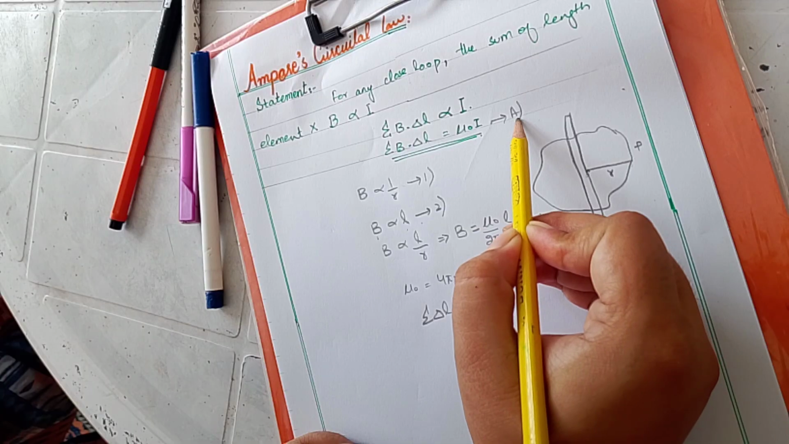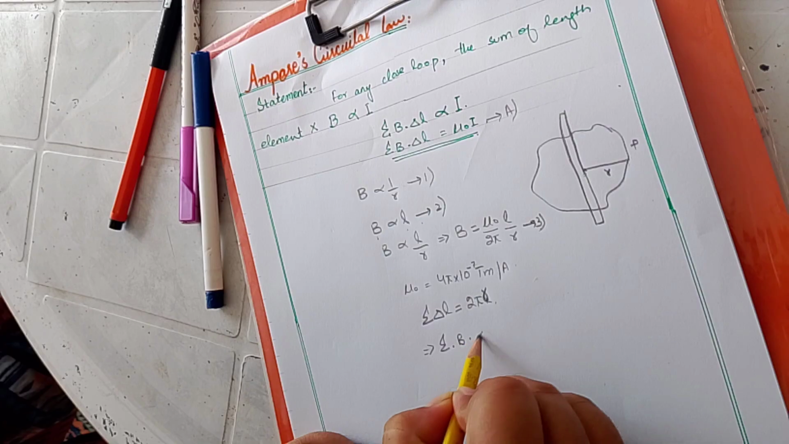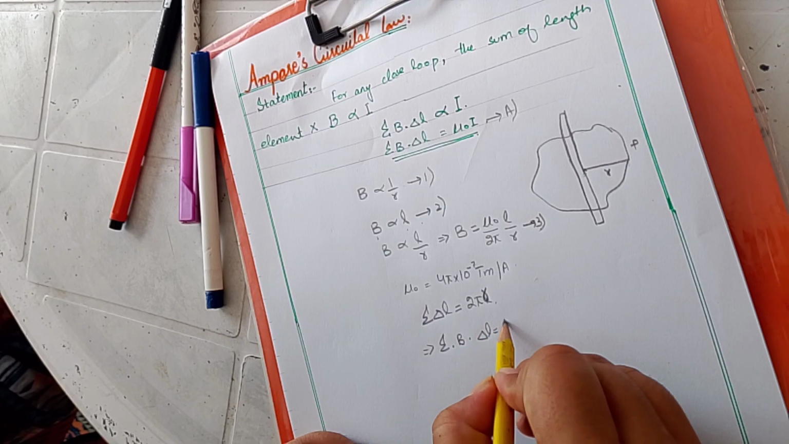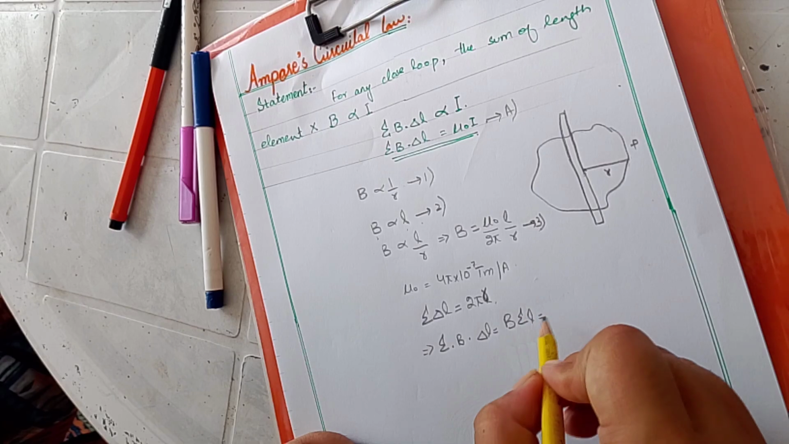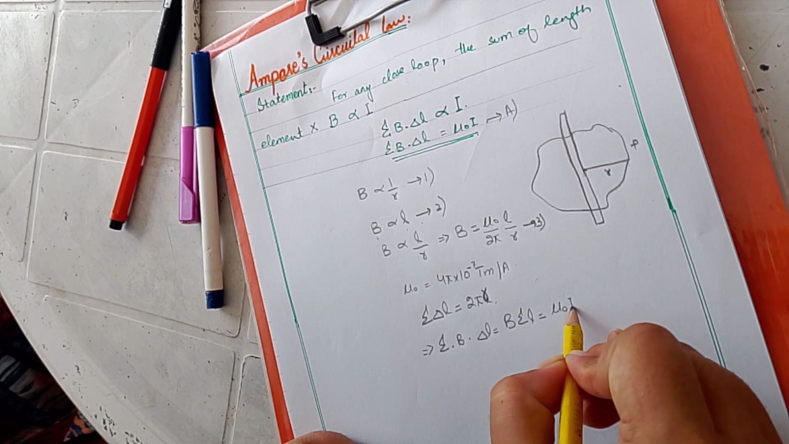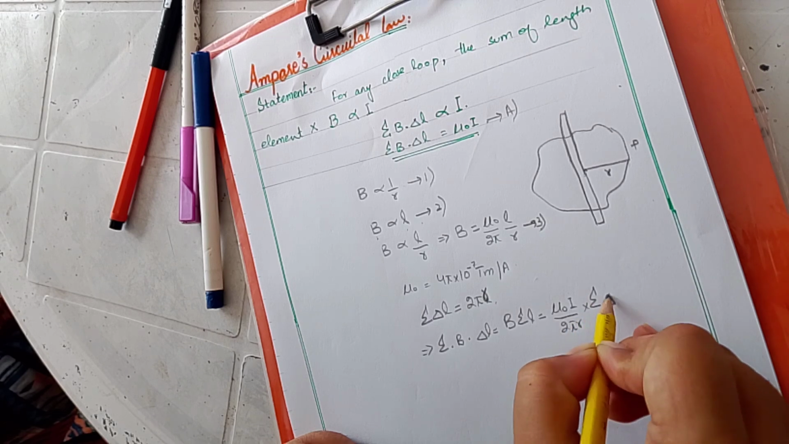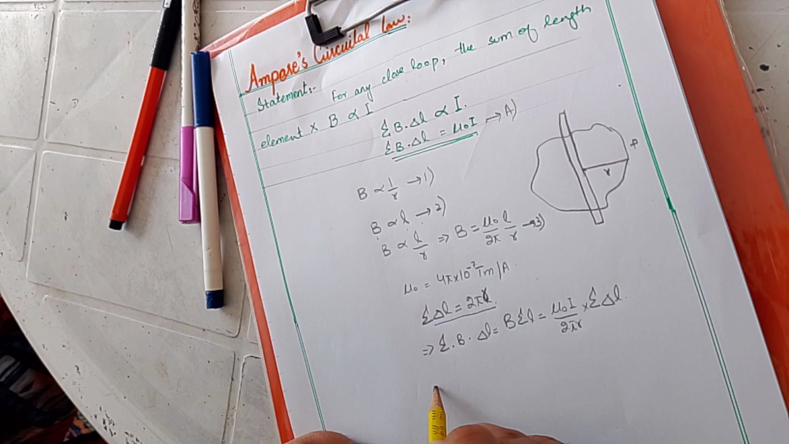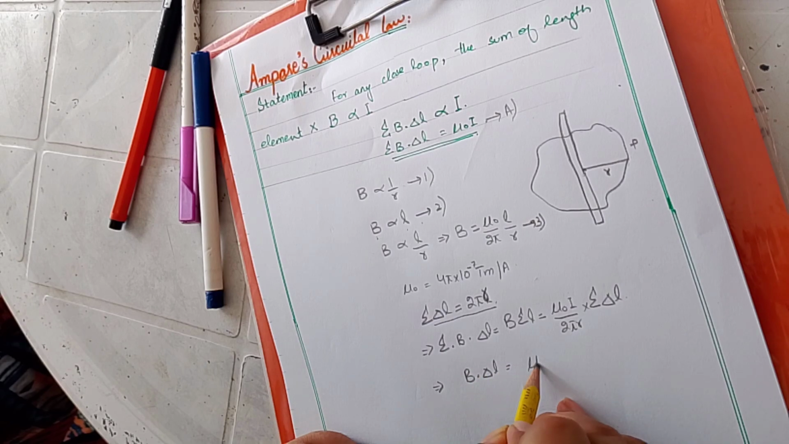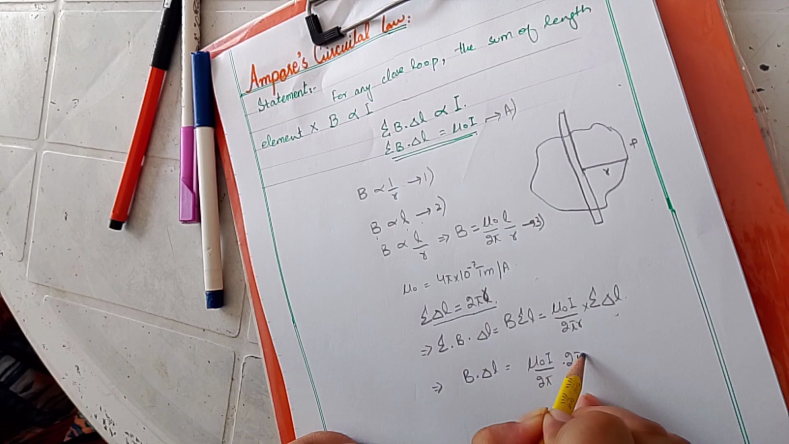If we put this value in the equation, we get summation of B dot delta L equals B delta L, which equals mu naught I divided by 2 pi r multiplied by delta L. And here we have seen delta L is equal to 2 pi r. So B dot delta L equals mu naught I divided by 2 pi r into delta L, where delta L equals 2 pi r.